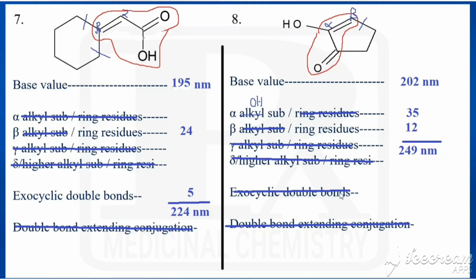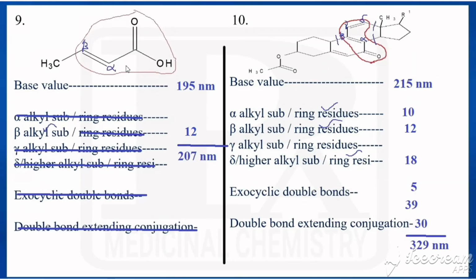Now we have to find the exocyclic double bonds. It is not having any exocyclic double bond. Then double bond extending conjugation. It is not having double bond extending conjugation. So by adding all these values, we are getting 249 nanometer. So that is the lambda max for this structure.